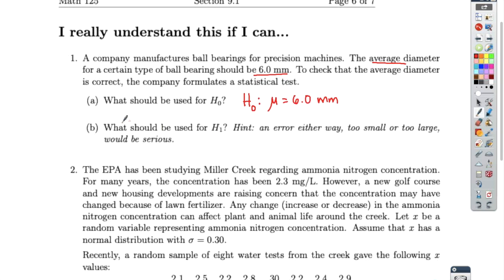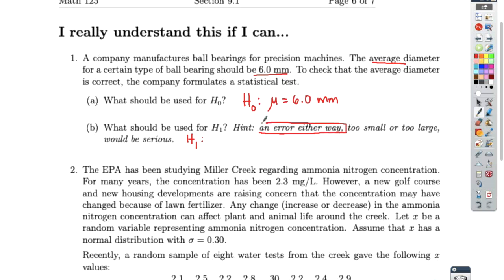Now, for the alternate hypothesis, they're going to have to kind of hint to you in the problem if it's a left-tailed or right-tailed or two-tailed test. And this is that hint.